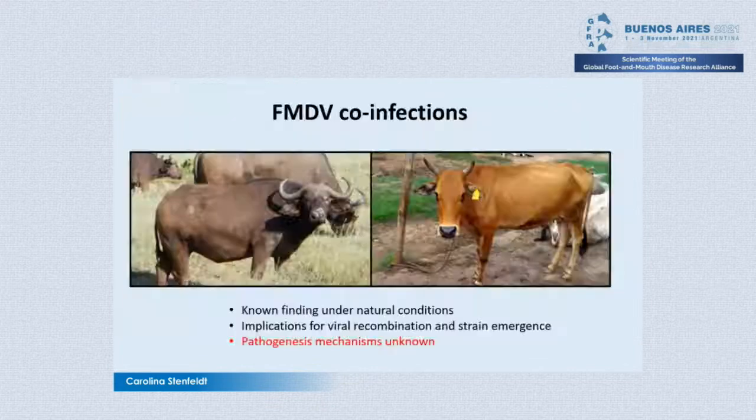The main difference between this early and the persistent subclinical infection is that during the early phase, the animals are usually shedding more virus in oral and nasal secretions compared to what they do during the persistent phase. So the main topic of this presentation is FMDV co-infections, which is a somewhat common finding during field samplings of both cattle and buffalo.